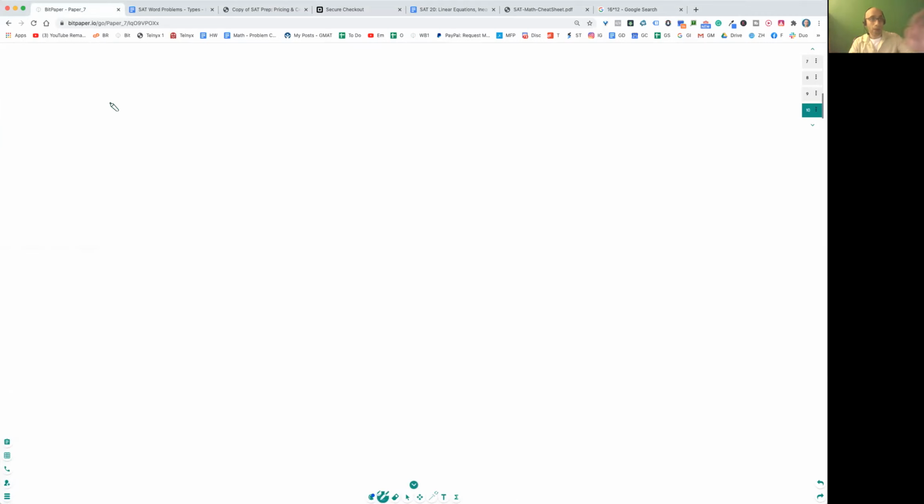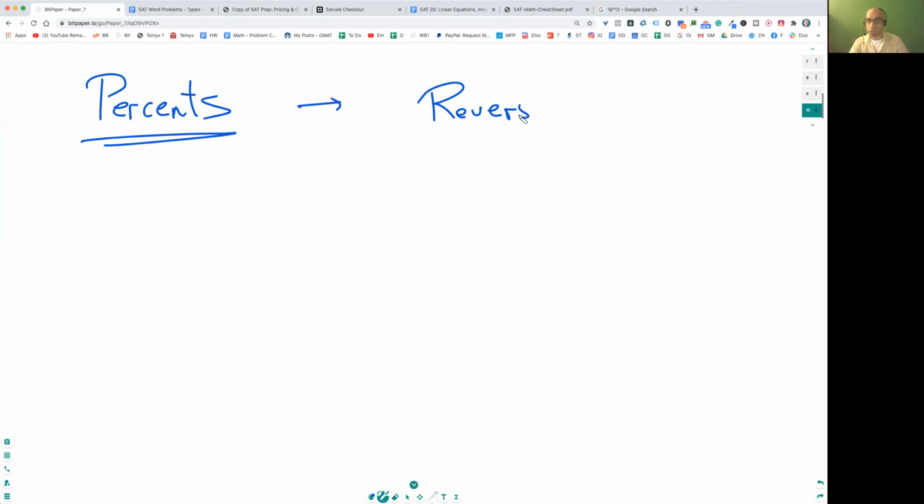Okay. So now let's go to the percents section. This is the last piece for today. Percents. There are 2 problems actually. The first problem I'm going to show you is called the reverse problem. The reverse percents problem. So what happens here? Let's look at the idea of percents first.